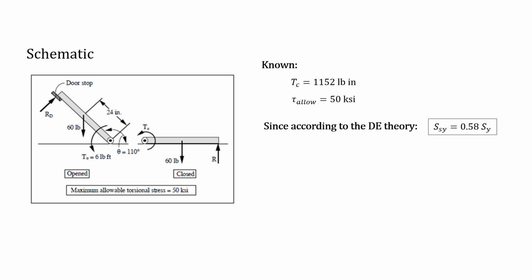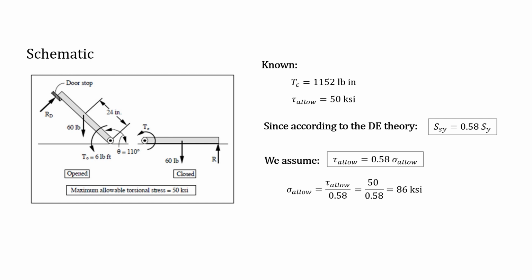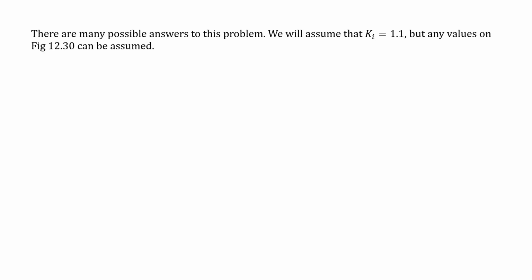We know from the DE theory that this expression is true: your shear yield strength is 0.58 times your yield strength. Based on that, we can assume this extends to the stress. So here your shear allowable is equivalent to 0.58 times your normal stress allowable. If you rearrange and sub in your 50 KSI, we have a value of 86 KSI here. As I mentioned, there are many possible answers to this problem.